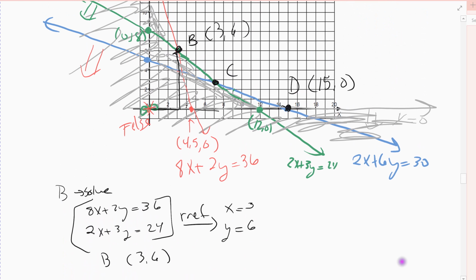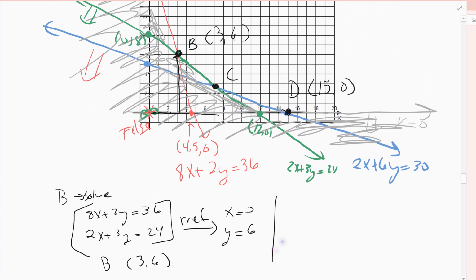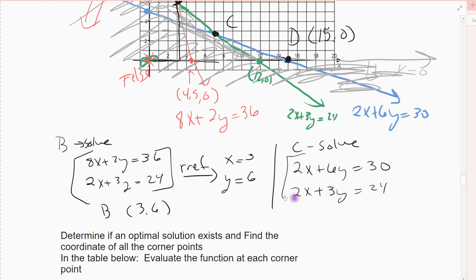Alright, C, which again I don't think I was anywhere near because I think I drew those lines really well. So again, C I have to solve. C goes through the blue line and the green line. So my blue line was 2x plus 6y equals 30. And my green line was 2x plus 3y equals 24. And again, I am just going to use a matrix. So I'm going to plug that in my matrix, row reduce, and find my x and my y.